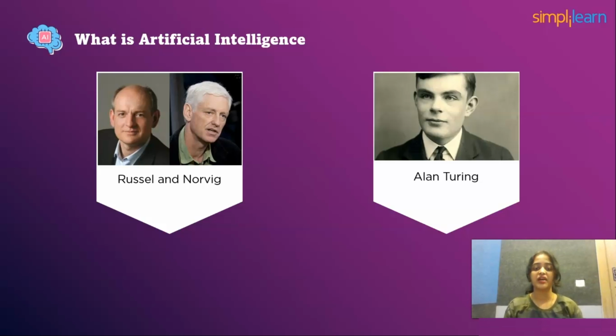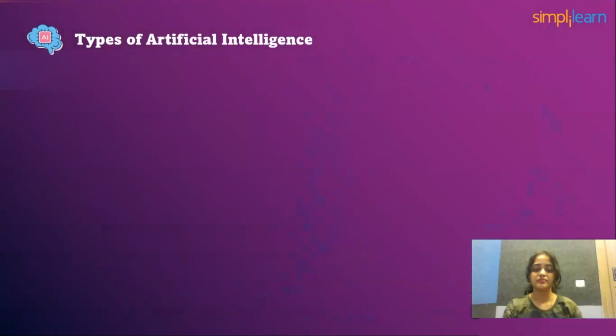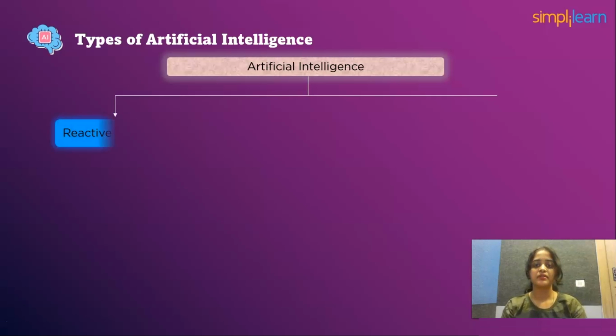Now we are aware of what is artificial intelligence. Now let us see types in it. Based on functionality, there are 4 types of AI. And the first type is reactive machine.